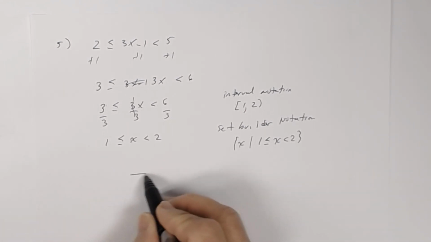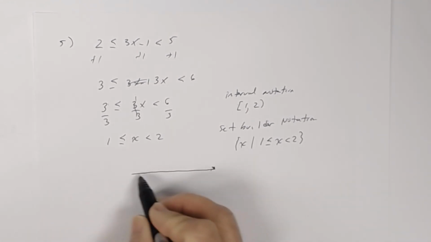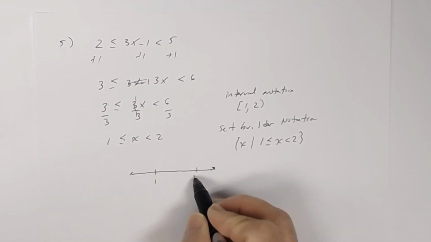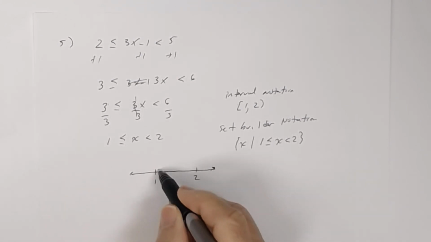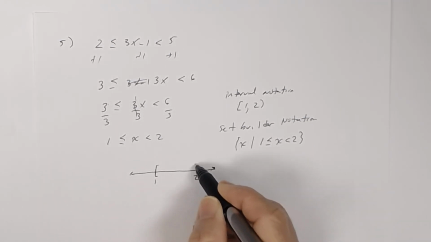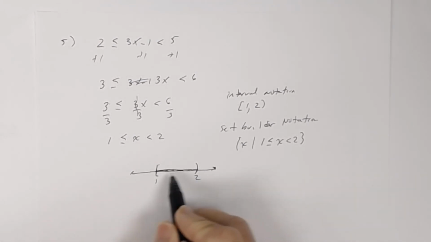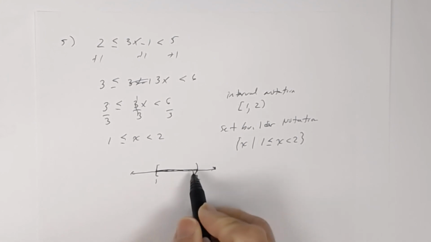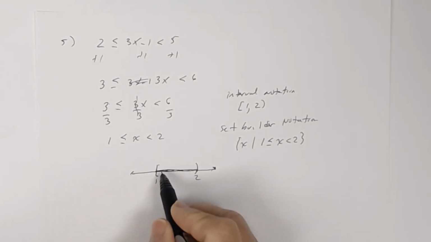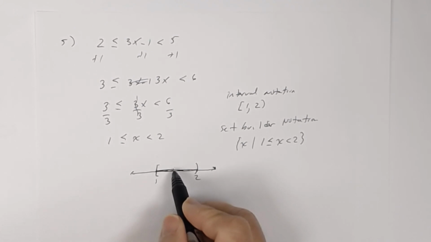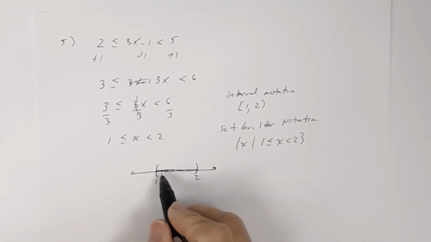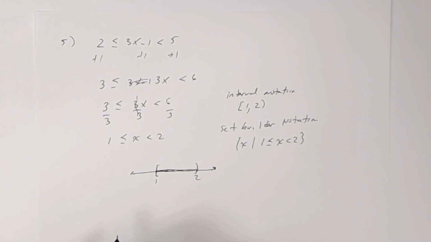And then the graph, your graph will look like this. You have 1, you have 2. There's a bracket over 1, so wherever you say the 1 is, you got to put a bracket right over that tick mark. And then parentheses over 2, and then you shade in. So notice all these numbers in here, all these real numbers, 1.2765, 1.89432, and so on. So all these real numbers, there's an infinite number of real numbers in here. Okay?